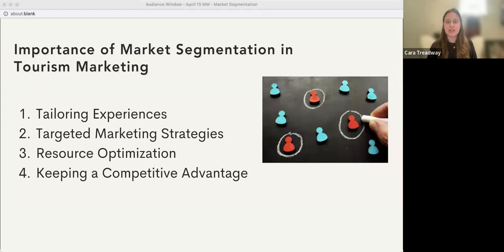And then thirdly, segmentation enables resource optimization. So by segmenting your markets, it's going to allow your tourism business to allocate your resources more efficiently and focus on segments with higher potentials of interest. So this will in turn help to maximize your ROI. And then lastly, segmenting your markets allows you to keep a competitive advantage because you're working to reach more niche areas and it's playing a strategic role in your positioning.